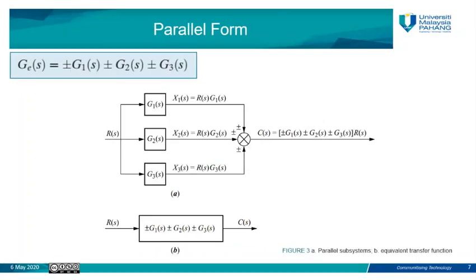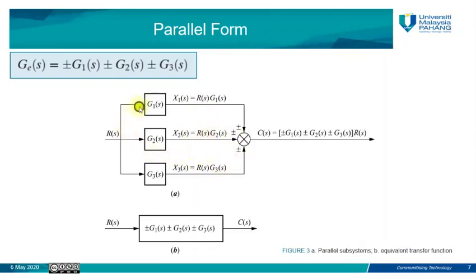This is the second topology, which we call parallel form. And in the parallel form here, as you can see, we have one input, for example, and this input is distributed into the three subsystems. So R(s) will be multiplied by G1 to give you X1, R(s) will be multiplied by G2 to give you X2, R(s) will be multiplied by G3 to give you X3, and you can see here X1, X2, X3 represent R(s)G1, R(s)G2, R(s)G3. These three subsystems are connected in parallel.